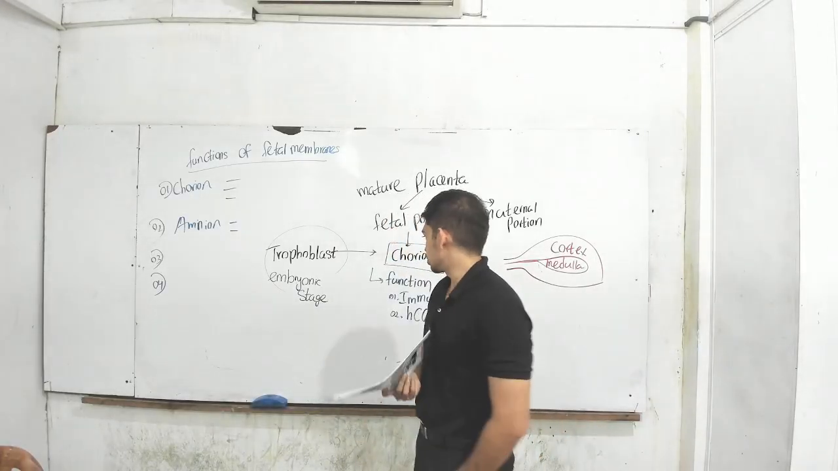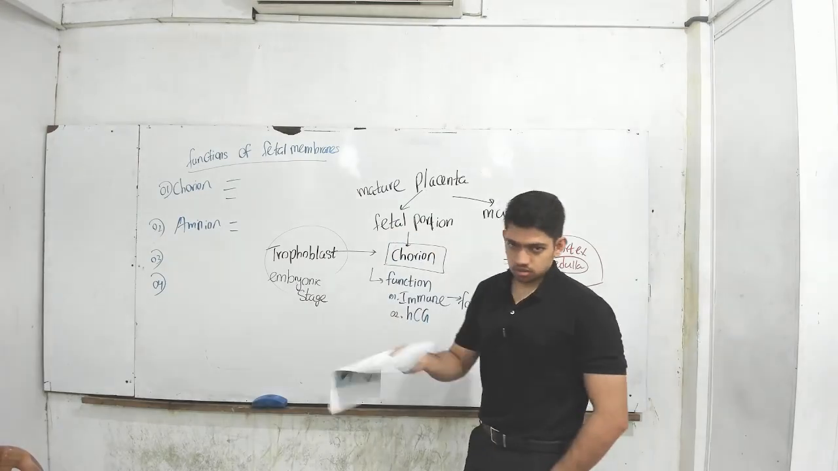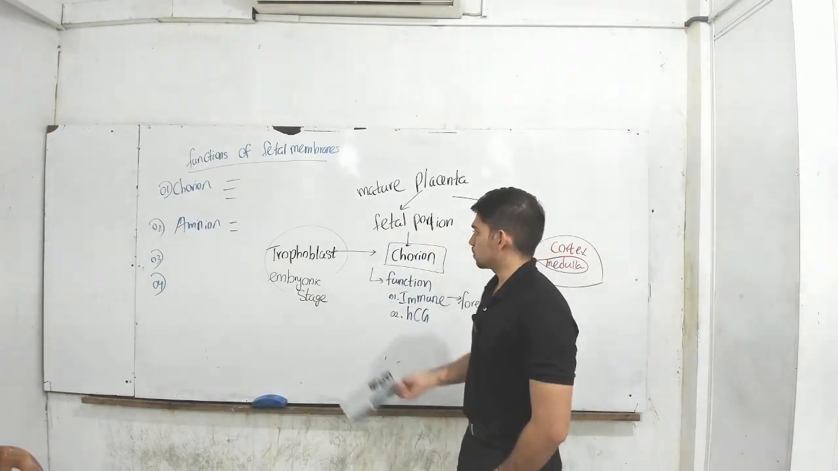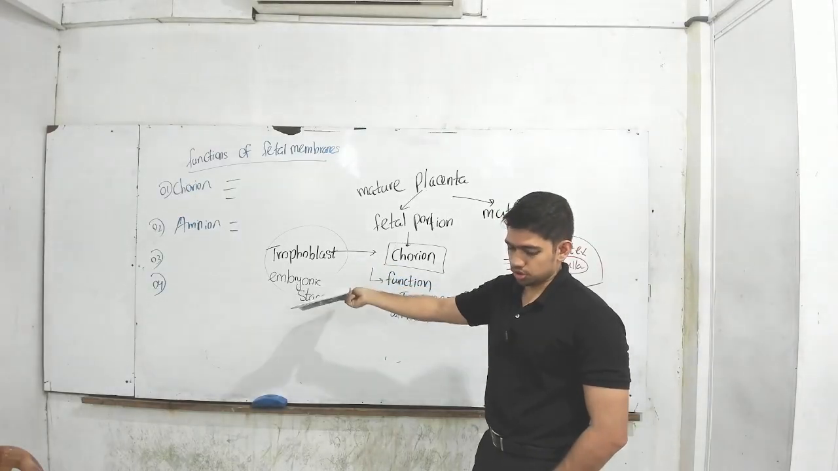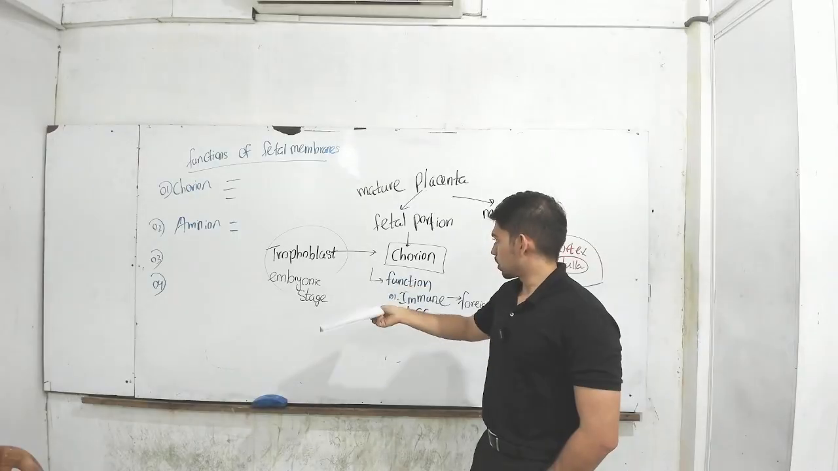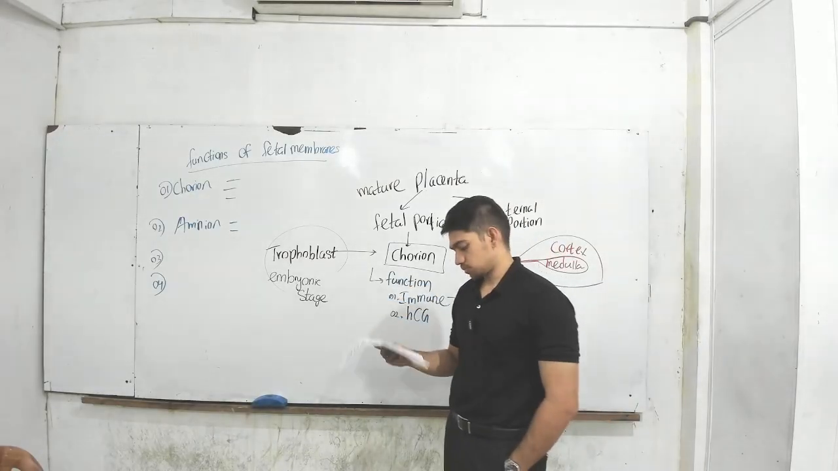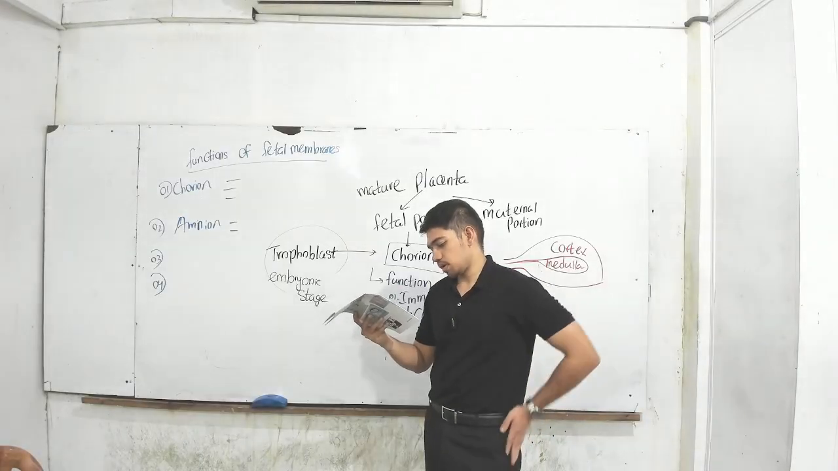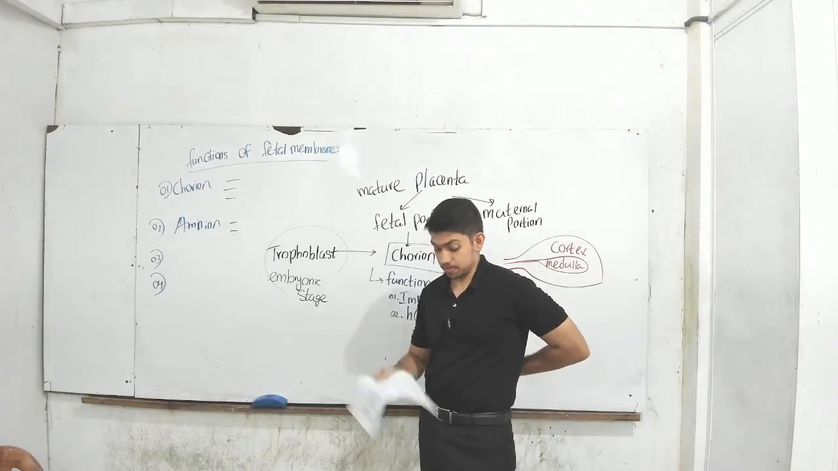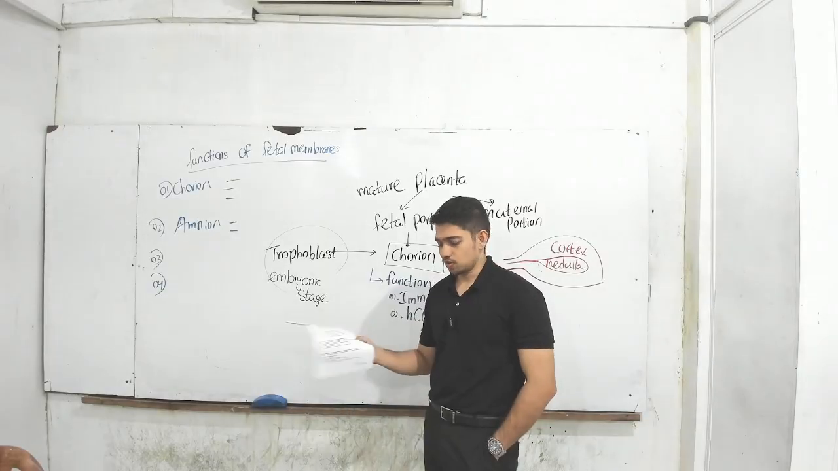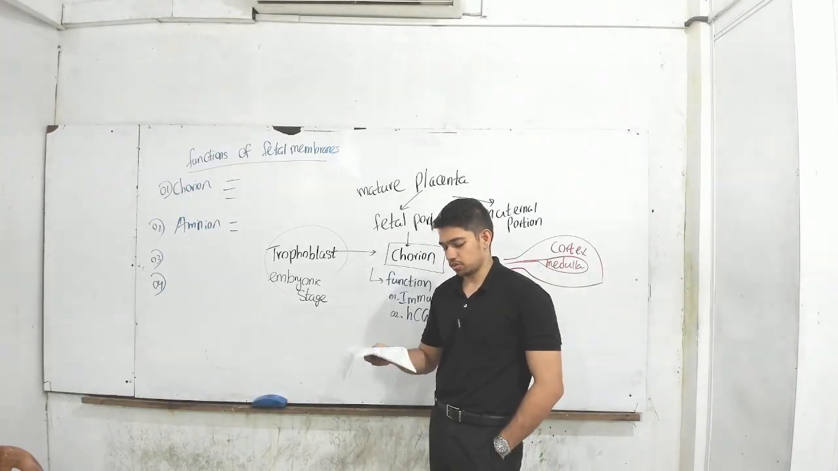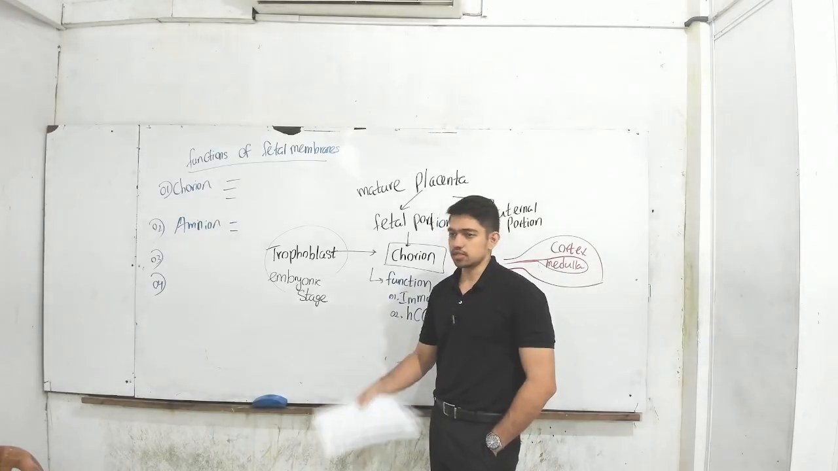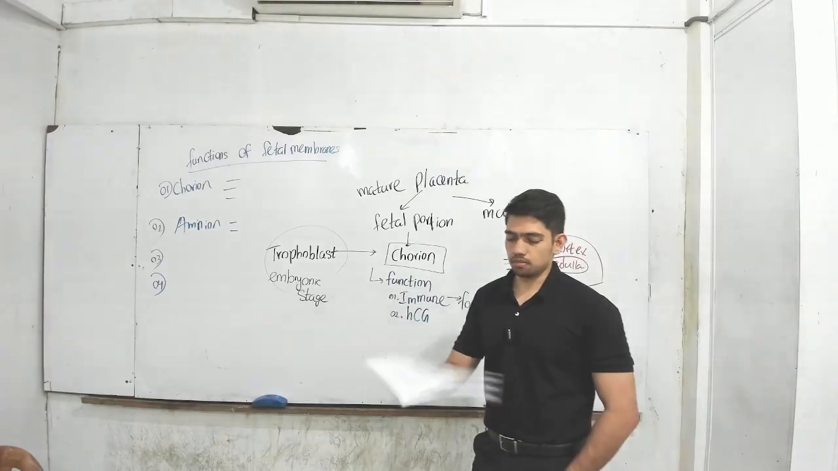Who produces HCG? Chorion, right? Because chorion takes over the role of the trophoblast. Trophoblast was producing HCG, so later the trophoblast became the chorion, no? Becomes the main fetal portion of placenta, that is again chorion. Protects the fetus from mother's immune responses, again chorion, right? Chorion entirely surrounds the embryo.